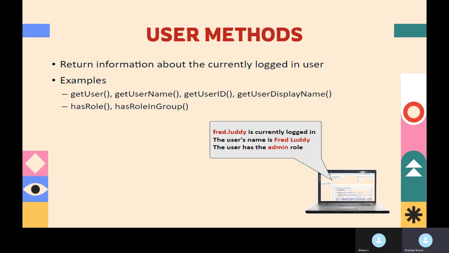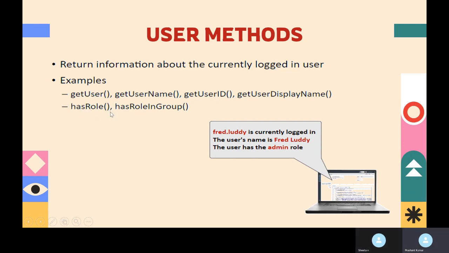Now we talk about user methods. We have user methods which return currently logged in user information. For example, you can see we have getUserName, getUserID, getUserDisplayName, hasRoleInGroup. So how will we use this? gs.getUser, gs.getUserName, gs.getUserID, gs.getUserDisplayName, or gs.hasRole. What it will do is check whether the current logged in user has this role or not.